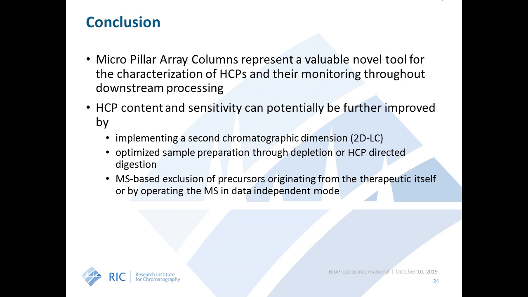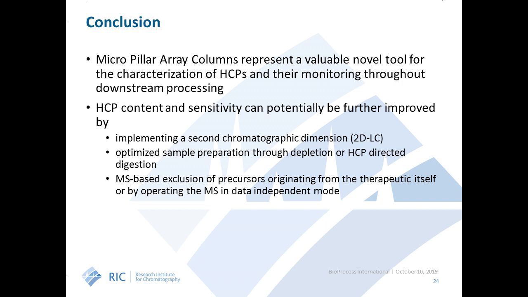And with this statement, I would like to come to the end of my part of the presentation. So I hope I have been able to convince you that micropillar array columns do really represent a valuable novel tool for the characterization of host cell proteins and their monitoring throughout downstream processing. In the harvest sample, we could demonstrate that we can detect close to 1,900 proteins. They could all be confidently identified, and we could also quantify proteins readily down to 1 ppm.